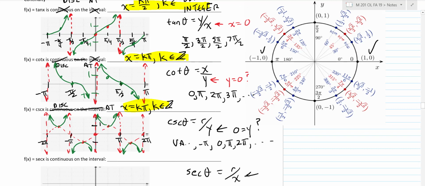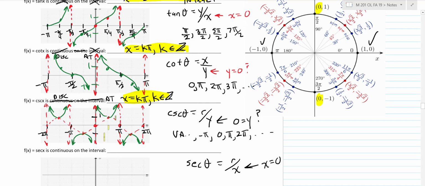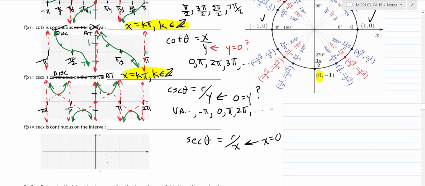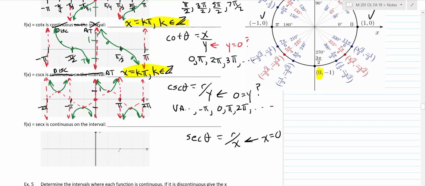Okay, so this is where x is 0. So where is x 0? Here and here, right? So basically this goes like this, and I'm going to remind you of the graph real quick on this, and we'll do the same thing we did on the last problem, and then we'll write the continuity on here.